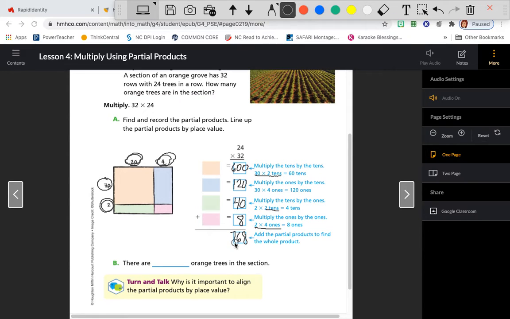And you should have gotten 768. So there's 768 orange trees. All right, look at your turn and talk at the bottom. This is important to think about. Why is it important to align the partial products by place value?